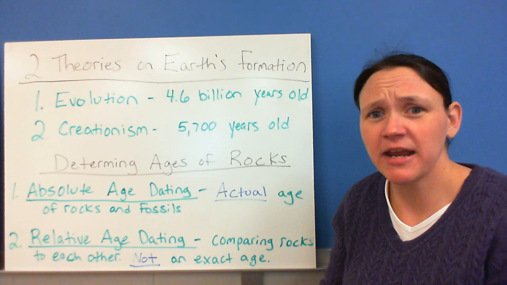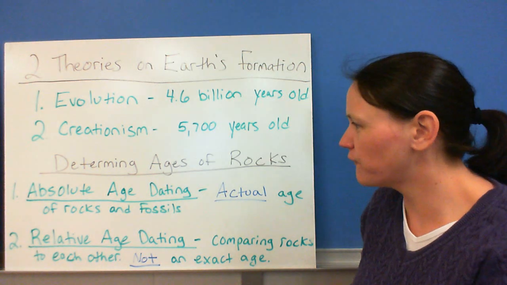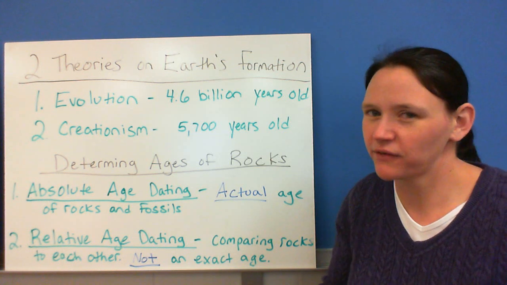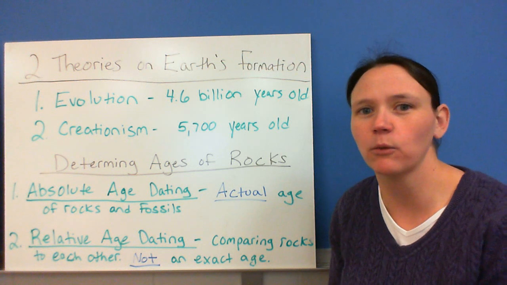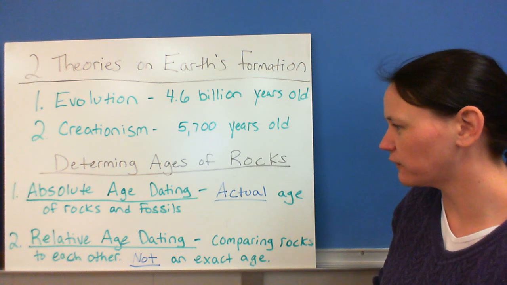How do we know the age of the rocks? There are a couple of different ways that we can figure this out. The first one is absolute age dating, and it's like what it sounds. It's the absolute, the actual age of a rock, and there are certain processes that we'll talk about later in the unit about how we figure out those actual ages.